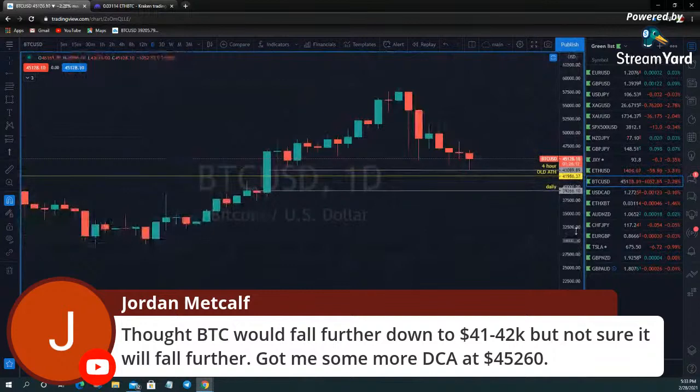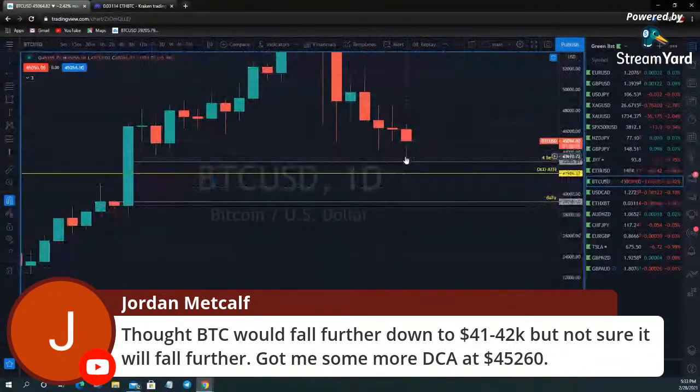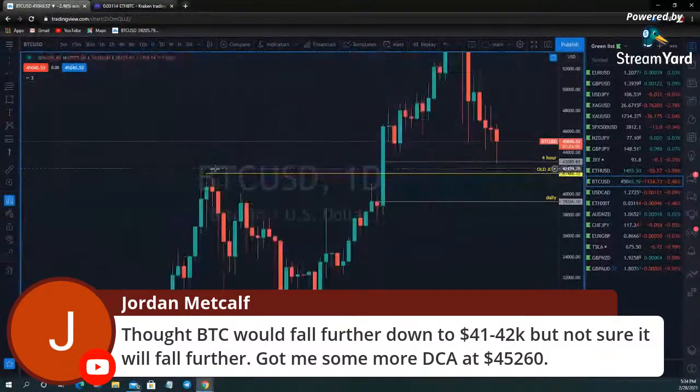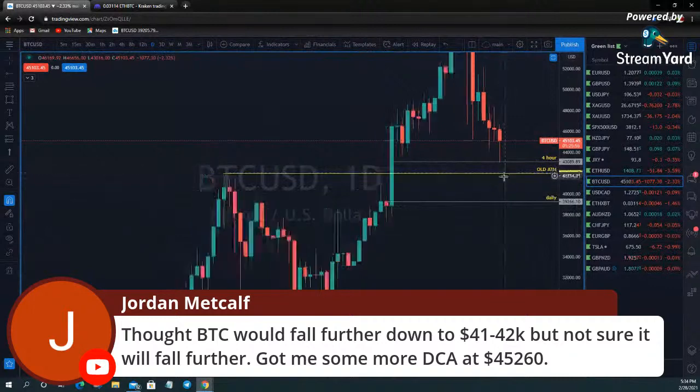Here are the three levels that I'm watching for Bitcoin. The first level is 43089. This yellow line is your old all-time high. It may find support there. It may not. I like to indicate those areas because other people will watch that and other people will look to buy ahead of that.